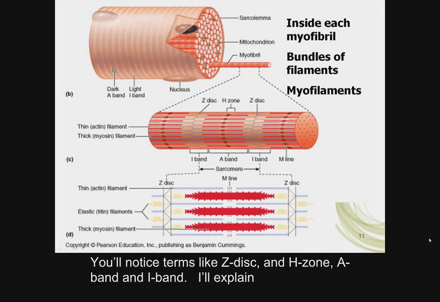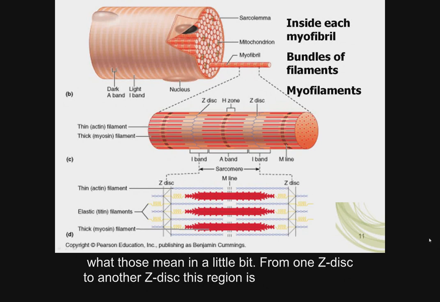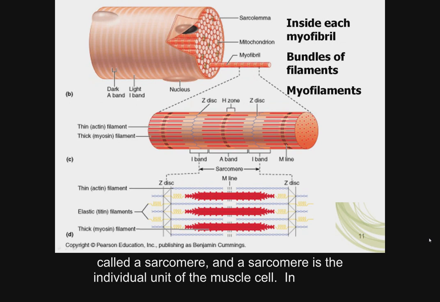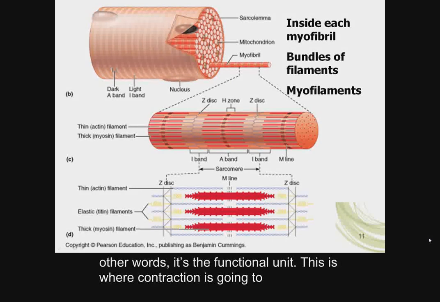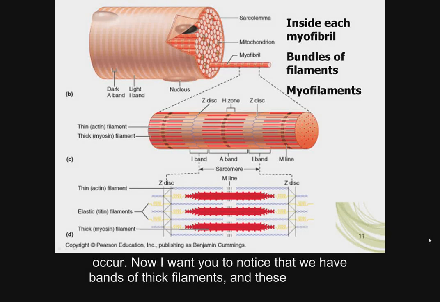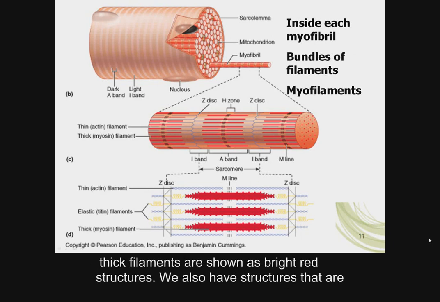The center portion of this picture shows an individual myofibril expanded for view. You'll notice terms like Z-disc and H-zone, A-band and I-band. I'll explain what those mean in a little bit. From one Z-disc to another Z-disc, this region is called a sarcomere, and a sarcomere is the individual unit of the muscle cell. In other words, it's the functional unit. This is where contraction is going to occur.